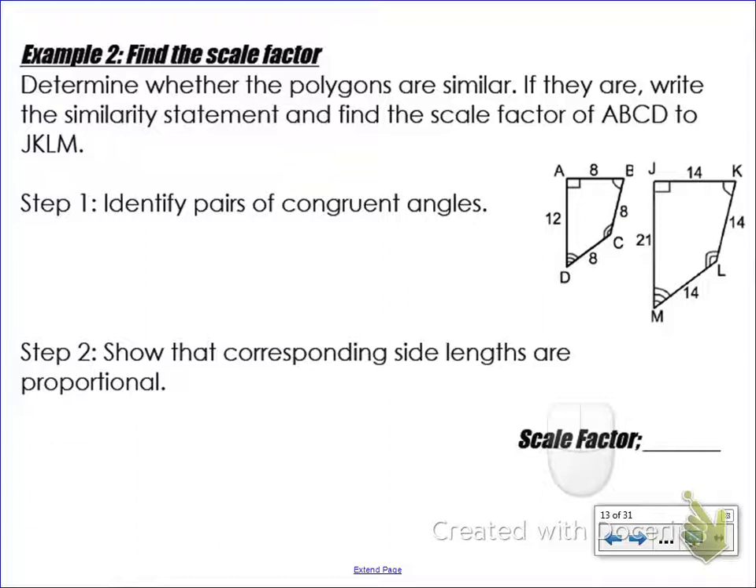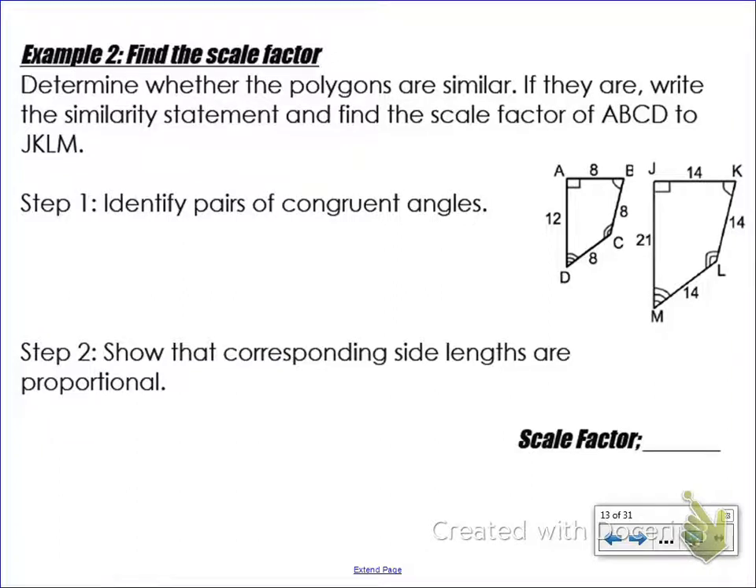In example 2, again, we're going to go ahead and identify pairs of congruent angles. Now, we don't have triangles this time, we have quadrilaterals, but any pair of polygons can be similar to each other as long as they're the exact same shape. So both of these polygons, as long as we can show that all 4 angles from ABCD match up with all 4 angles from JKLM, and then that all 4 pairs of corresponding sides have the same ratio, then we can say that these 2 quadrilaterals are similar. So first, let's identify the pairs of congruent angles.